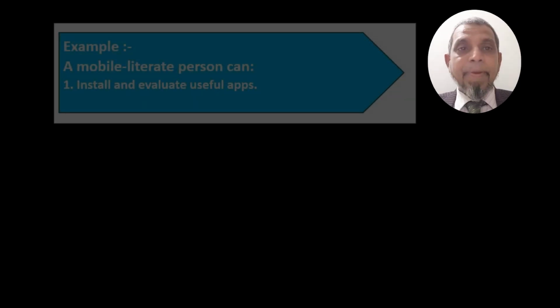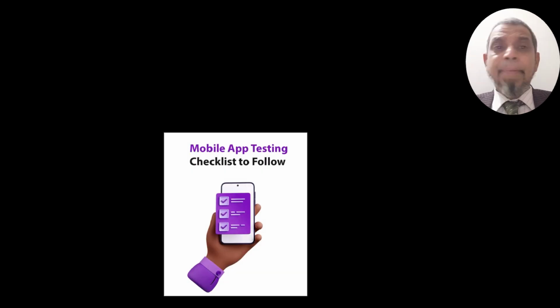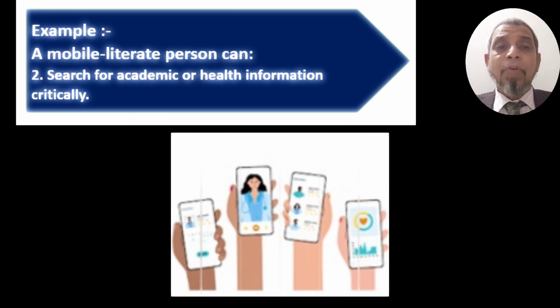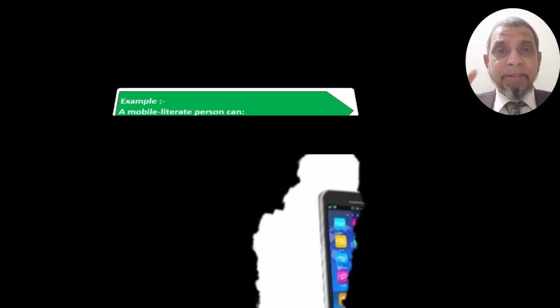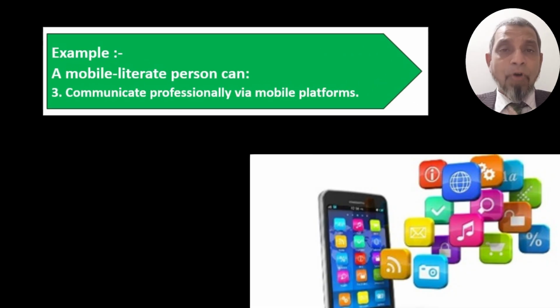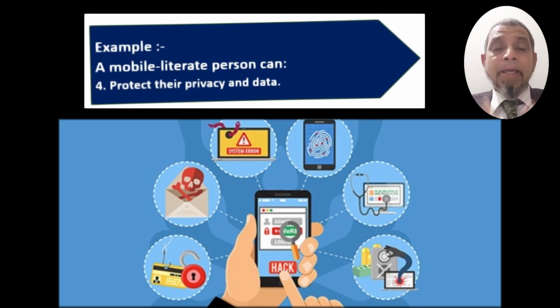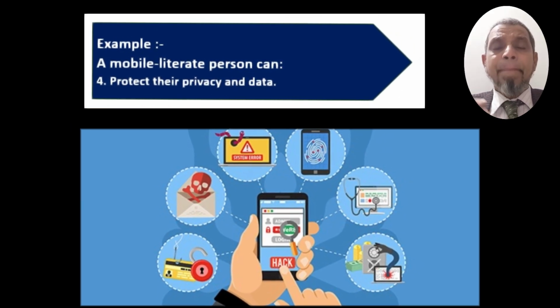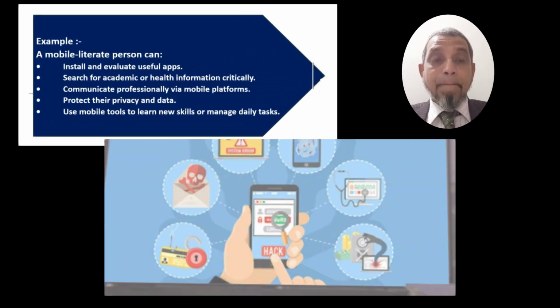Example: Number 1, install and evaluate useful apps. Number 2, search for academic and health information critically on their mobile devices. Number 3, communicate professionally via mobile platforms. Number 4, protect his or her mobile phone privacy and data security from cyber attacks of viruses and bugs.